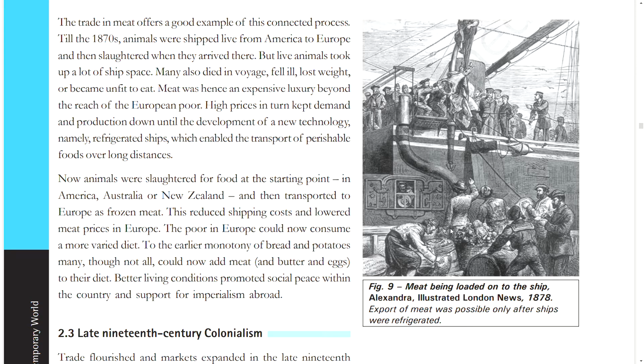Figure: Meat being loaded onto the ship, Illustrated London News, 1878. Export of meat was possible only after ships were refrigerated.